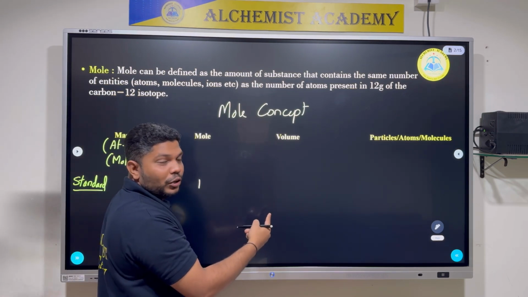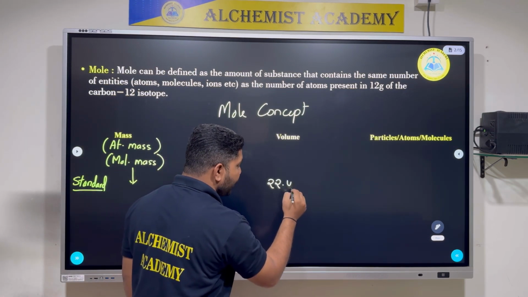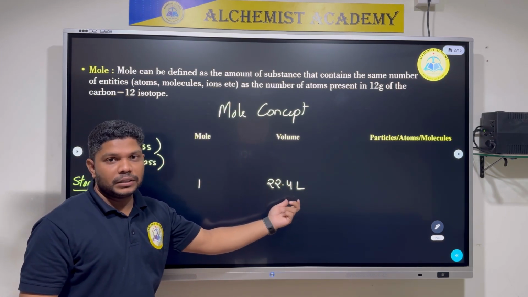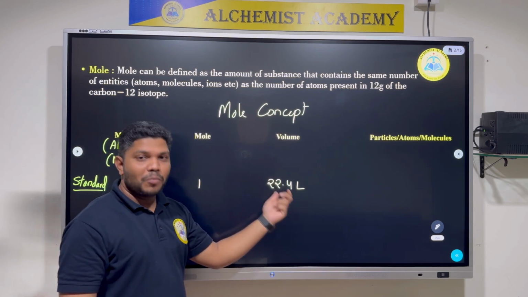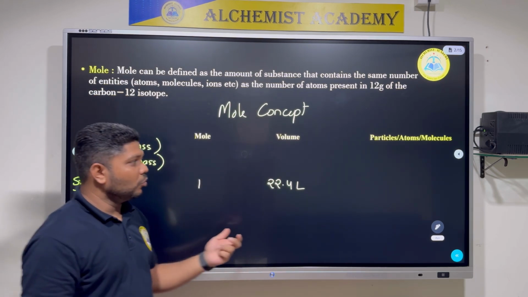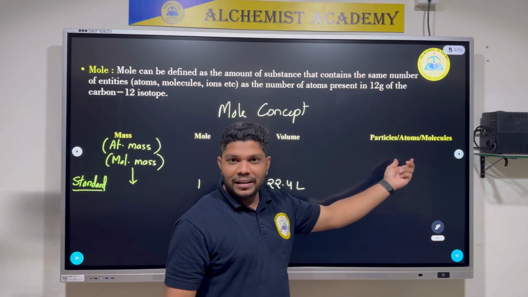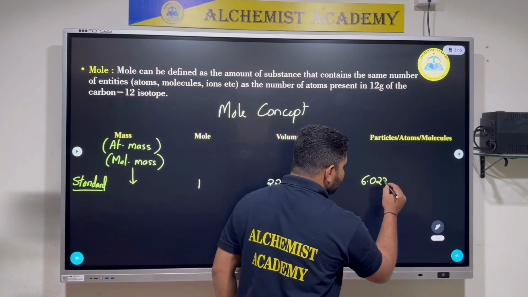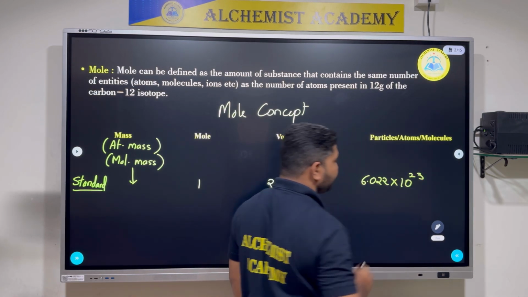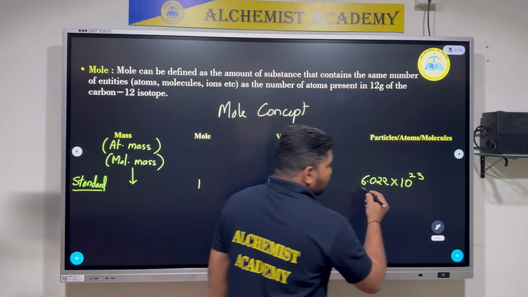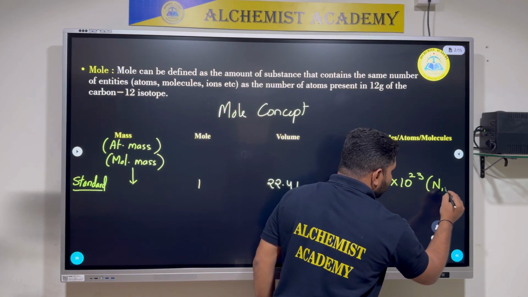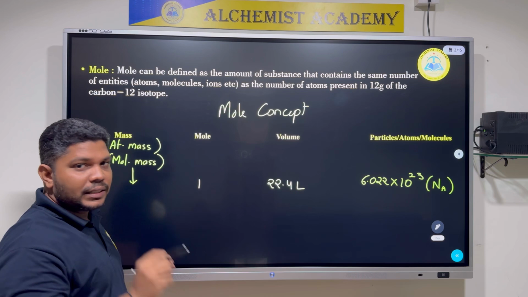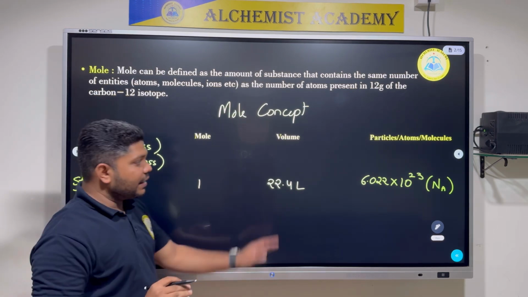When I am talking about volume, then volume will be 22.4 liters. So the volume standard is always 22.4 liters, whether it is for atoms or for molecules. And mole is always 1 mole. Whereas when I say particle, an atom or a molecule, here the standard will be 6.022 into 10 raised to 23. This particular number is also called Avogadro's number and it is depicted by the symbol Na. So we will see some basic compounds and write the standard for these compounds.